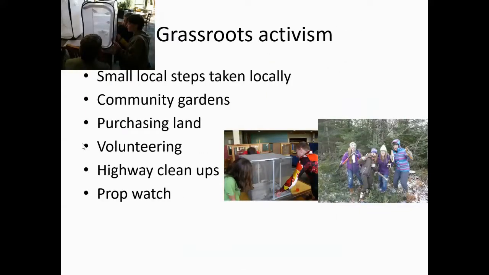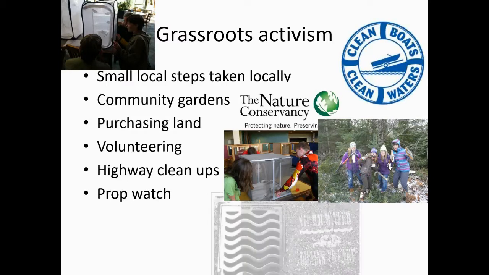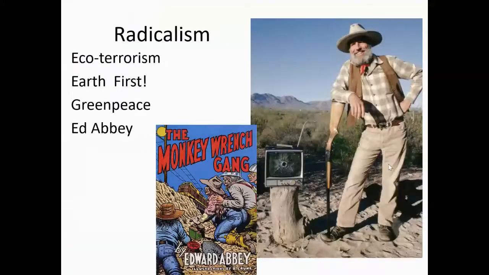Grassroots activism we already talked about, and it's small local steps. Things like community gardens, purchasing land, volunteering, highway cleanups, prop watch to look for invasive species. Here are some students I worked with at Conserve School, and we went in to remove a nuisance tree that was increasing forest fire danger in northern Wisconsin. So that activism involved a bunch of loppers and cutting down tiny little saplings. So, really cool examples. The APES curriculum recommends that I talk about radicalism.